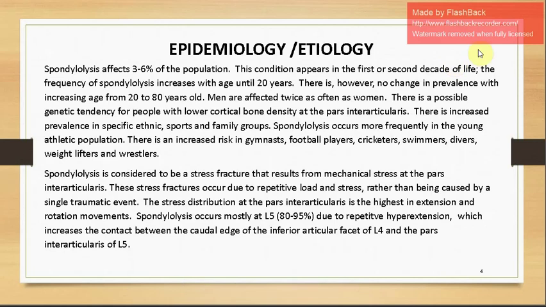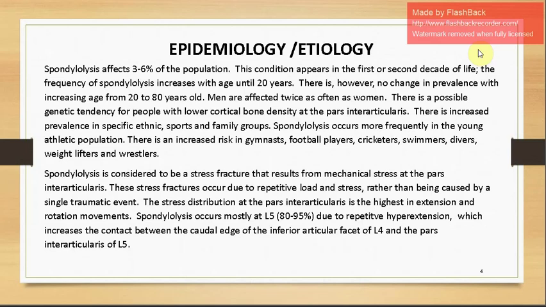If you see the etiology, it affects 3 to 6% of the population, and it appears in the first or second decade of life. The frequency increases with age until 20 years. However, there is no change in prevalence with increasing age from 20 to 80. Men are affected twice as often as women. There is a possible genetic tendency for people with lower cortical bone density at the pars interarticularis. There is increased prevalence in specific ethnic, sports and family groups.